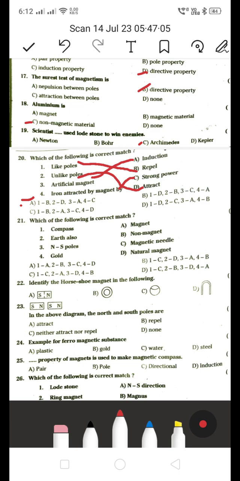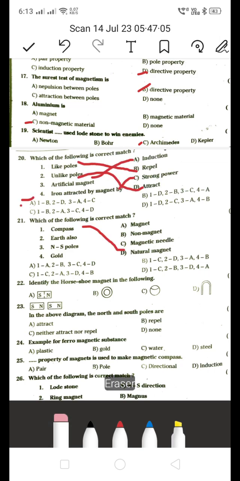Is it 1 compass, 2 earth, 3 north and south poles, and 4 gold? A is magnet, B is non-magnet, C is magnetic needle, and D is a natural magnet. Which is the right answer? It's a compass. A compass is a magnetic needle, right?